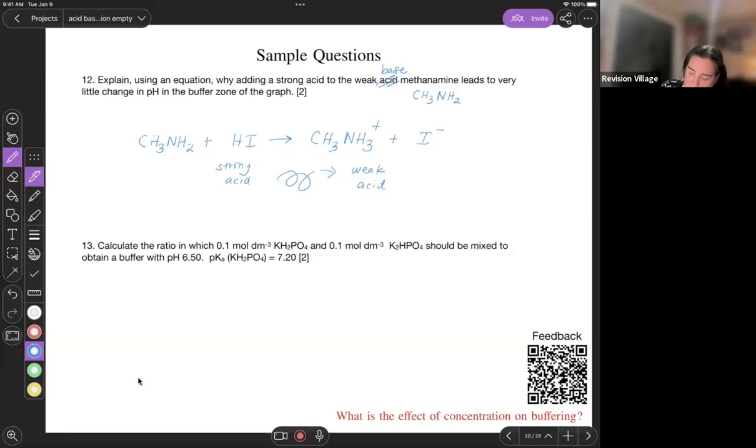Calculate the ratio in which 0.1 molar potassium hydrogen phosphate and 0.1 molar dipotassium hydrogen phosphate should be mixed to obtain a buffer with a pH of 6.5 given the pKa. So this was in an option B question on paper 3 in the past couple of years. That's where buffer calculations have been most recently. This equation is going to rely on me being able to write down Henderson-Hasselbalch.